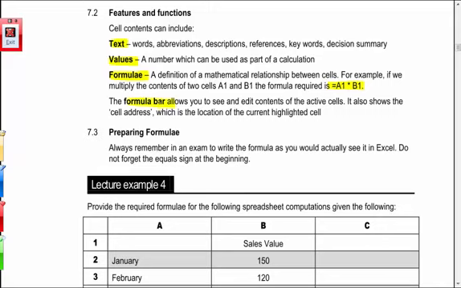The formula bar then on Excel allows you to see what you're typing in and also to edit your formulas. When you're writing a formula in the exam, you have to type it exactly as you would see it in Excel. And that's why it's very important that you don't forget the equal sign at the beginning.